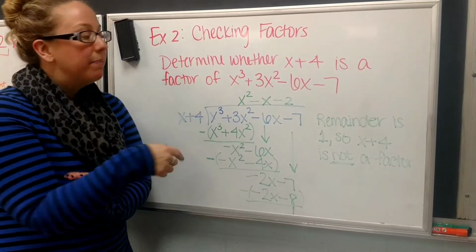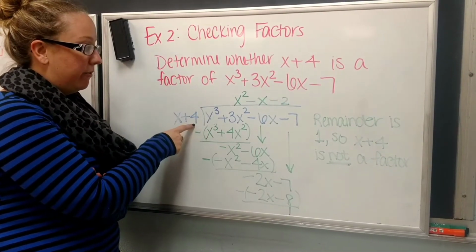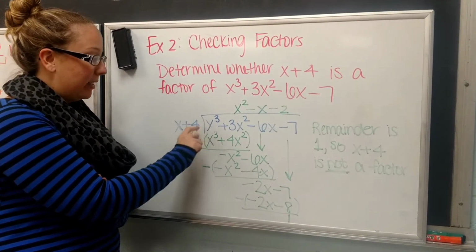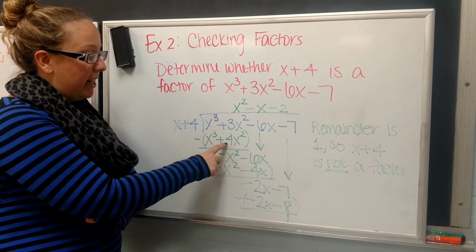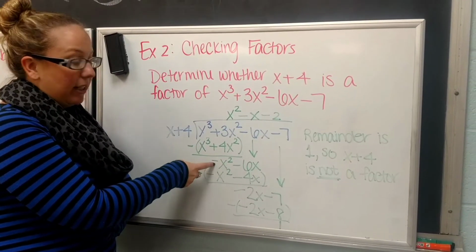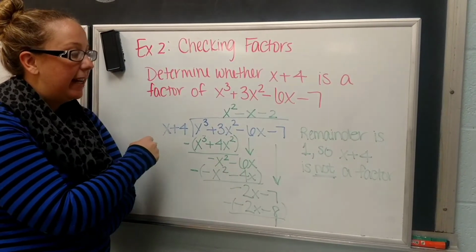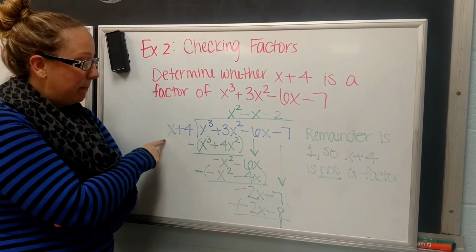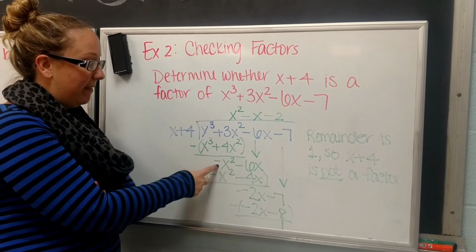So then I multiply. X squared times x is x cubed. X squared times 4 is 4x squared. And then I'm going to subtract. X cubed minus x cubed is nothing. 3x squared minus 4x squared is going to give me a negative x squared. And then I bring down my negative 6x. So negative x squared divided by x is a negative x. And when I do negative x times x, I get negative x squared.